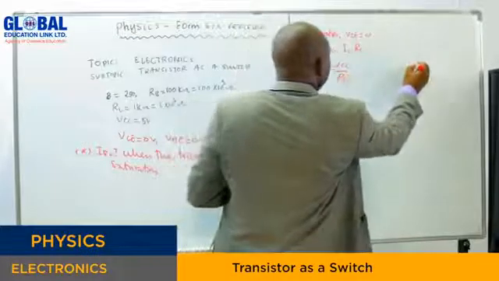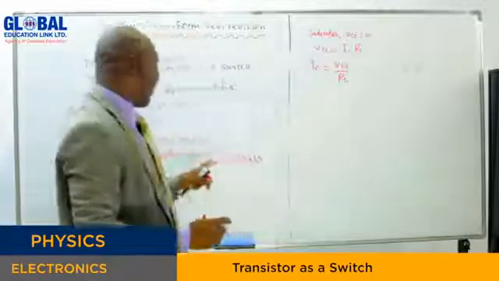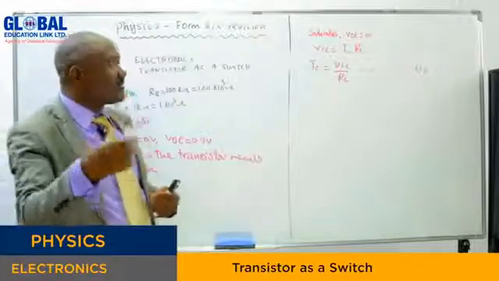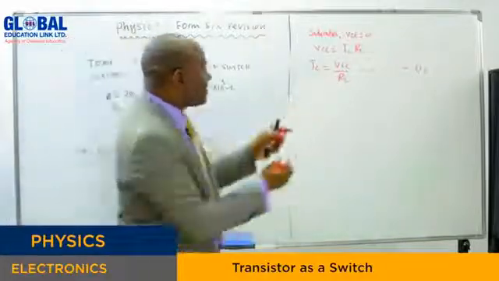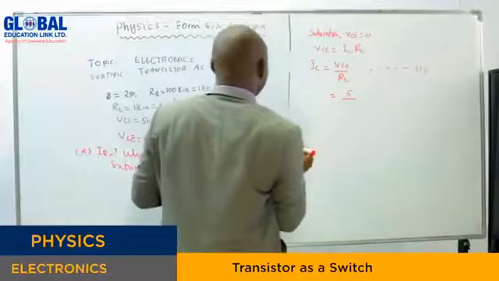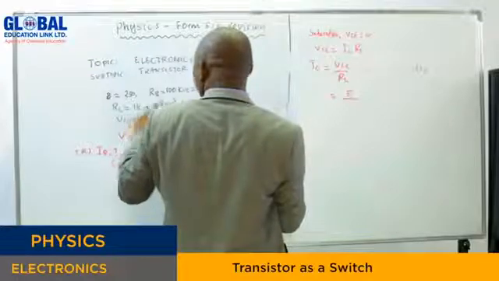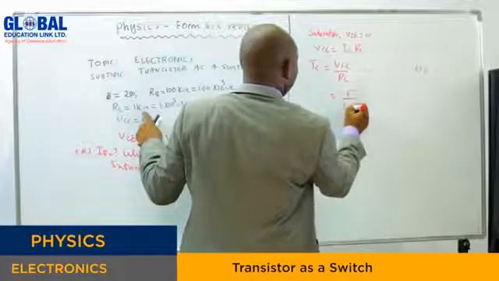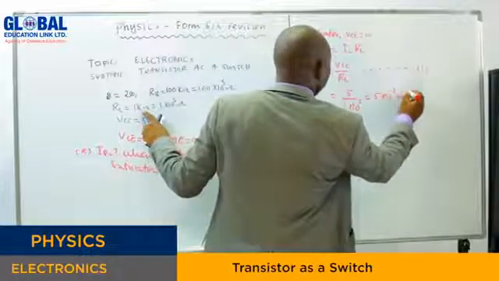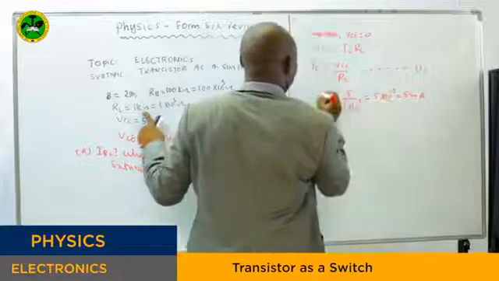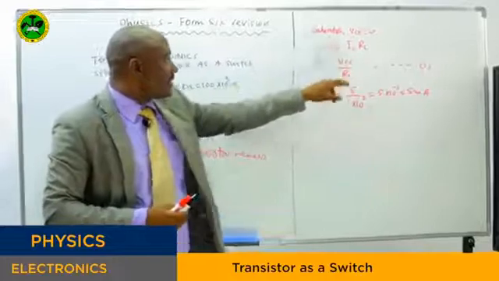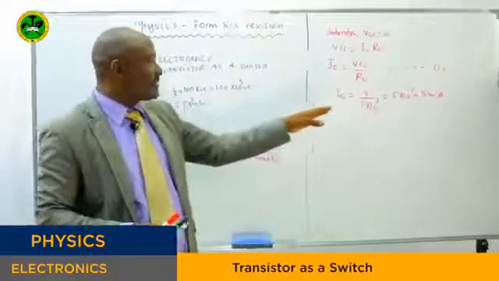Step number 1. If you want to find the minimum base current, you should know the value of the current at which the transistor starts saturation. So it starts when the VCC is given. Our VCC is 5, and our load resistance here is 1 times 10 power 3. You get 5 times 10 power negative 3, which is 5 milliampere. This is our collector current.